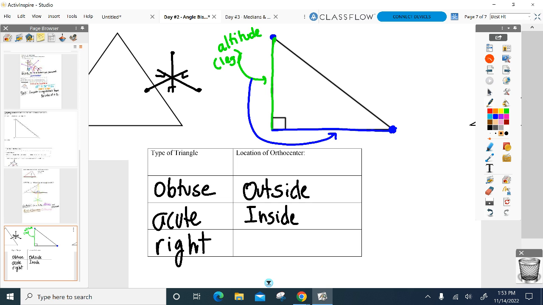Can you see where the orthocenter is? The orthocenter is where the altitudes meet. Where do those 2 legs meet? There's your orthocenter. It's where the 2 legs meet. In a right triangle, the orthocenter is where the 2 legs meet. Everyone see that? Because those are 2 altitudes. Wherever they meet is my orthocenter. So you just need to know where they're located. Questions?